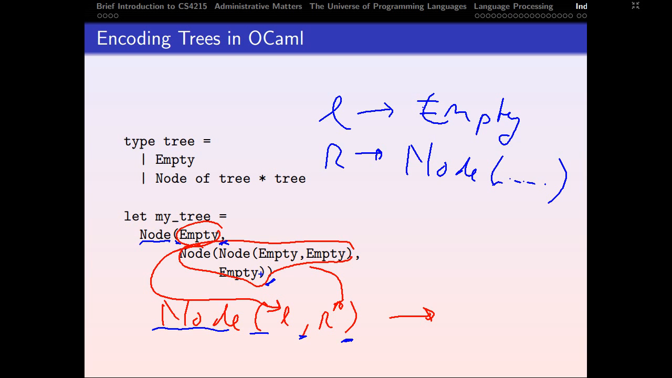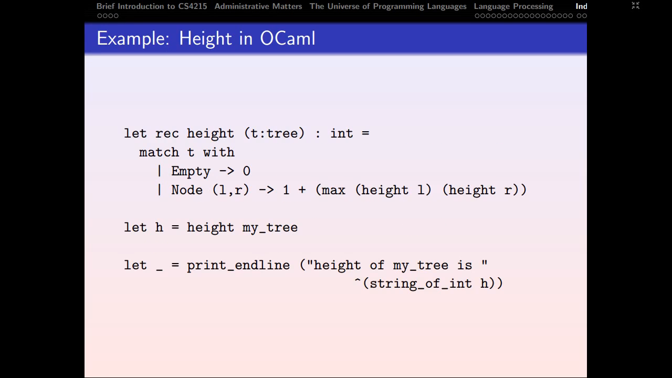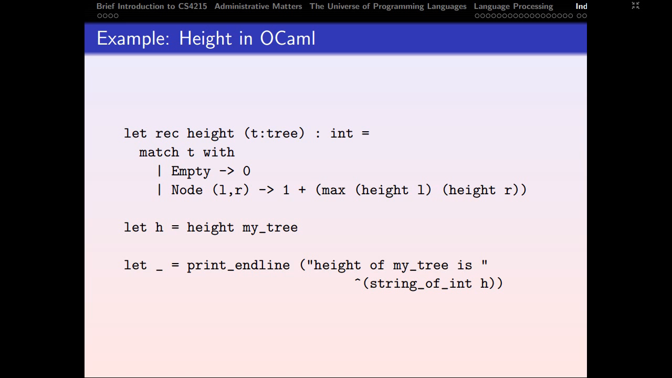This is generally very convenient, and makes programs a lot more concise. So look again at the definition. The height of empty is 0. The height of a tree of the form node L R is 1 plus the maximum of the height of L and the height of R. Notice the recursion. You probably don't have a problem with that. You must be experts at that.